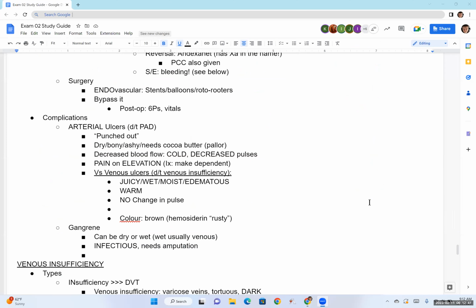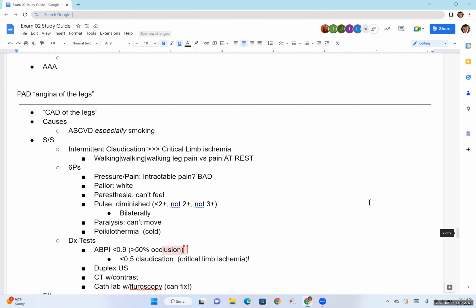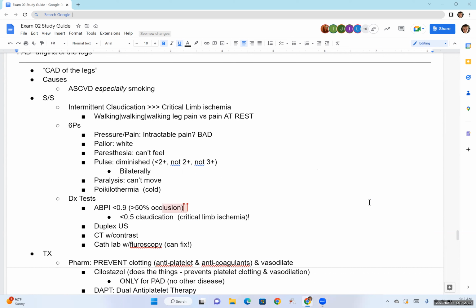All right, so that's arterial versus venous ulcers. Talk about the 6 Ps and how you assess them. It's important to assess bilaterally, this versus that. So you assess the pulse on both sides, the color on both sides, the paralysis on both sides, the poikilothermia on both sides. The paresthesia is like, do you feel it in your right leg, your left leg?